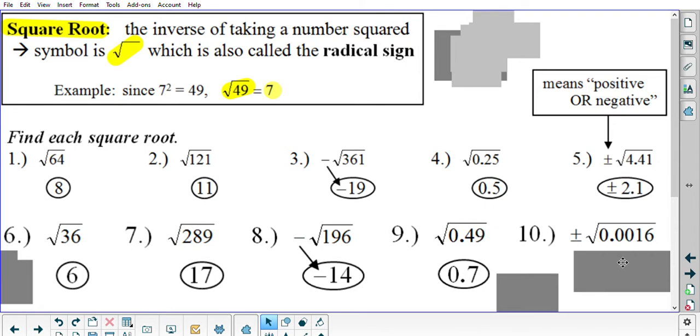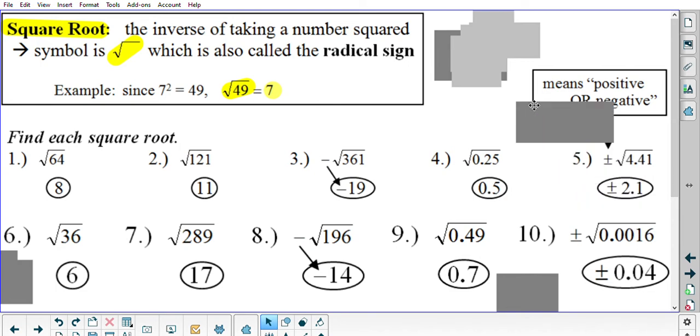All right, problem number 10. Did you keep the positive negative sign to the left of your answer? It should be positive or negative 4 hundredths. Now why? Hundredths times hundredths would make ten-thousandths. And this was 16 ten-thousandths. If you count with me, tenths, hundredths, thousandths, ten-thousandths. So that 6 is in the ten-thousandths place. And hundredths times hundredths makes ten-thousandths. That's why it should be positive or negative 4 hundredths.